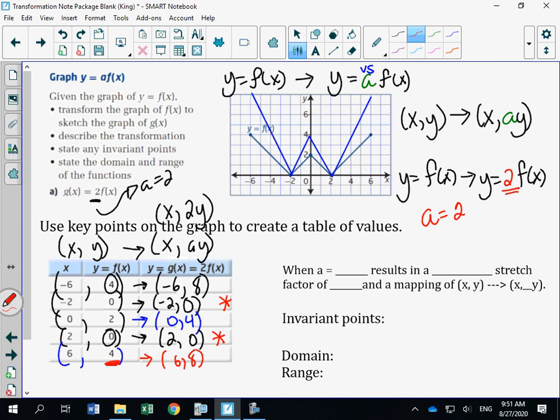Then always say, well, what was the transformation? So we always say vertical stretch. And for vertical stretches and horizontal stretches, we need to say what the stretch factor is. For your a value, it's nice and simple. It's whatever your a value is. So it was a stretch factor of 2. And if you look at that, that makes sense, right? This 4, I stretched it by 2. I multiplied it by 2, right? 4 went to 8. 2 went to 4. 4 went to 8. So it's a vertical stretch. A value is 2, vertical stretch, stretch factor of 2.